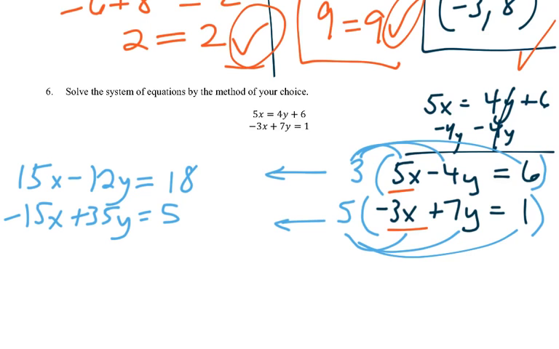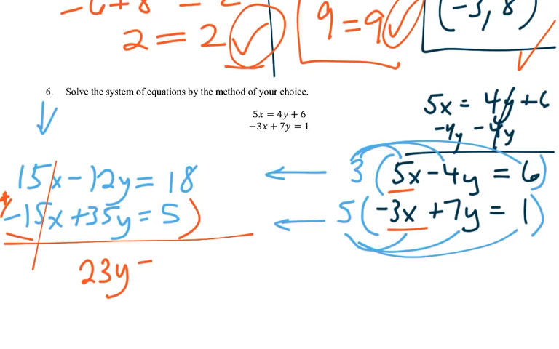And now do you see our coefficients for our x variables are opposites of one another. So when I add these two equations together, 15x plus negative 15x gives me 0x. It was eliminated. Then I have negative 12y plus 35y, which gives me 23y. And I have 18 plus 5, which gives me 23. Divide both sides by 23, and I get that y equals 1.